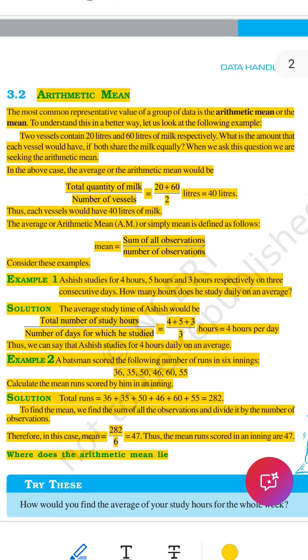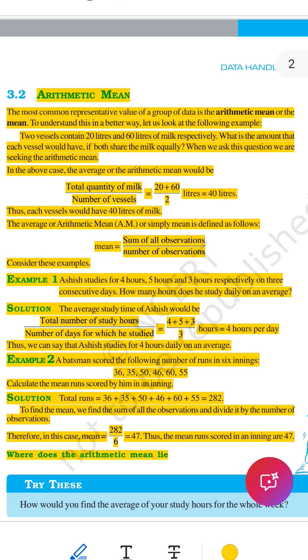5. Easy examples. Example A, cups of milk. First cup 20 litres, second cup 60 litres. Add 20 plus 60 equals 80 litres. Divide by 2 cups, 80 over 2, arithmetic mean equals 40 litres per cup.